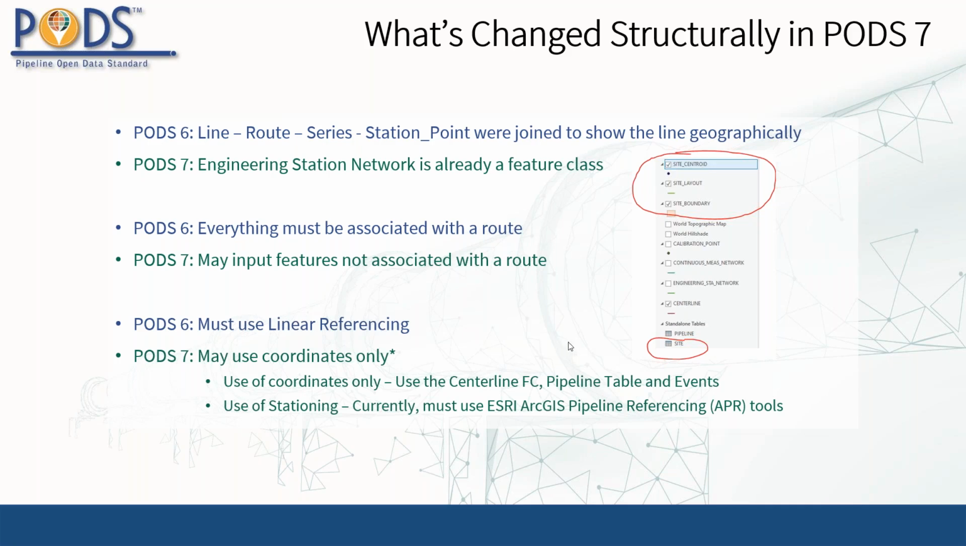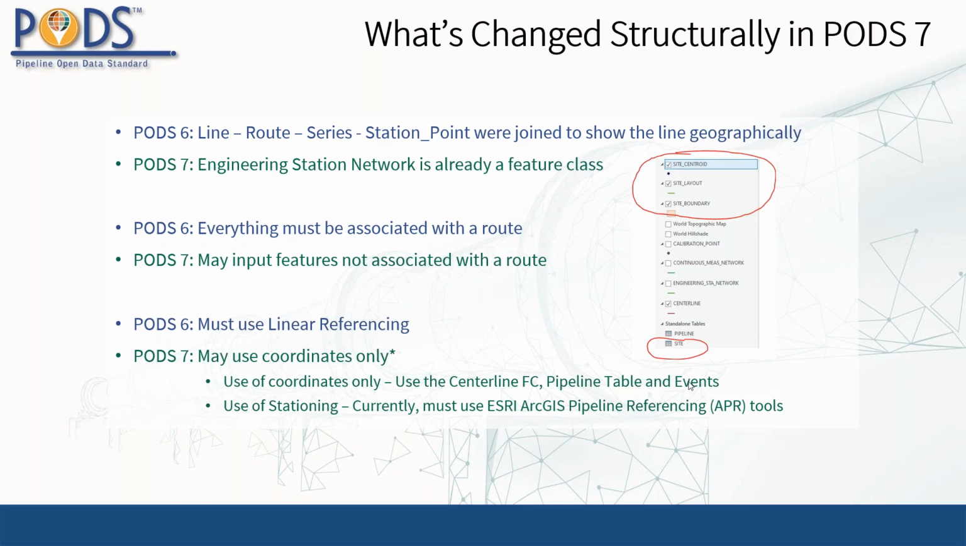So you'd fill out the Centerline feature class, the pipeline table, and then you would load events. Imagine that you created a GDB with a feature class called Centerline or pipeline, and then you created some events like valves, T's, anything like that. You're going to populate your Centerline or line feature class, and then you're going to load your valves and all that in the other tables. And again, you don't have to worry about measures or linear referencing.